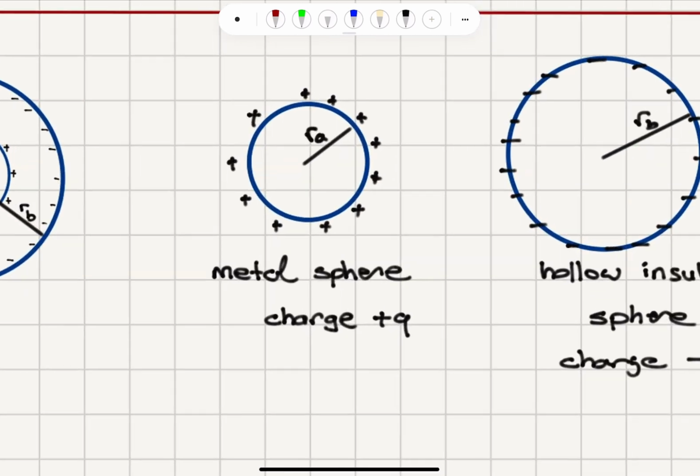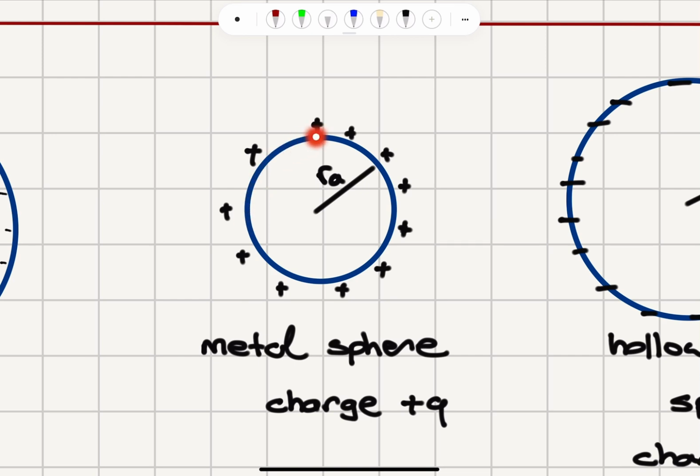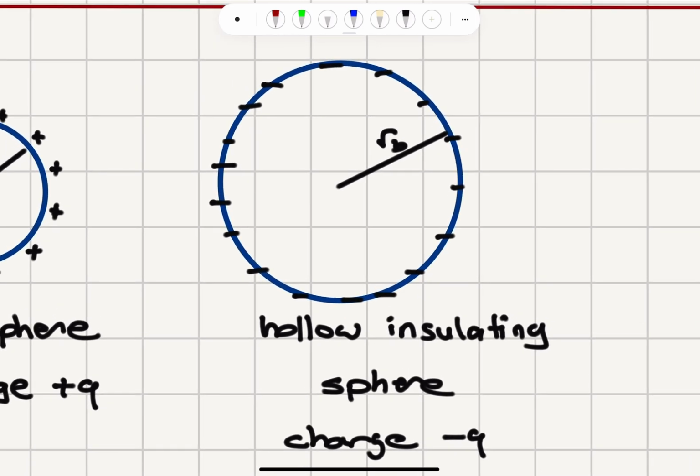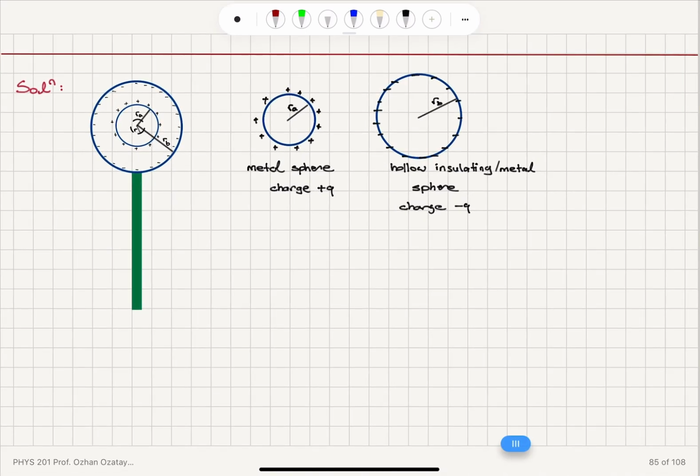So if I isolate the two spheres, now I have a positively charged metal sphere. All of the charge resides on the surface. Now I have a hollow insulating or metal shell, it doesn't matter. Actually, they will give the same result because it's hollow. All the charge is on the surface. So for both of these cases, I will have all of this charge on the surface because it's hollow. There's nothing inside, so there's only a surface here. And the charge it has is minus Q.